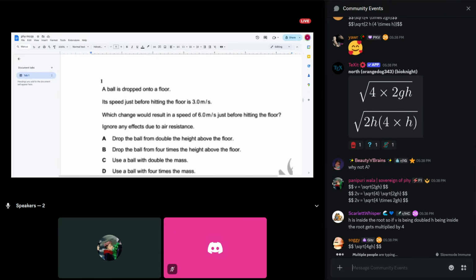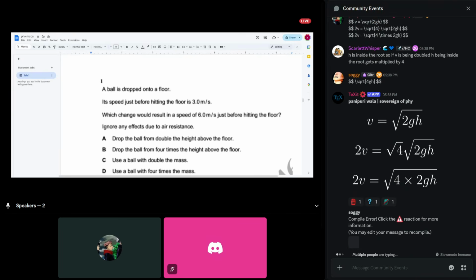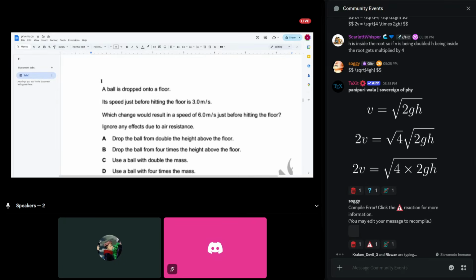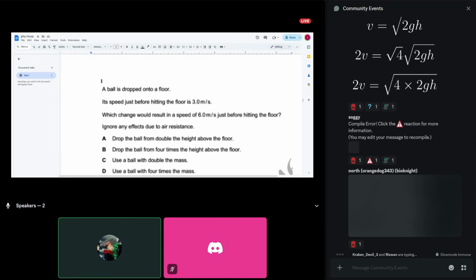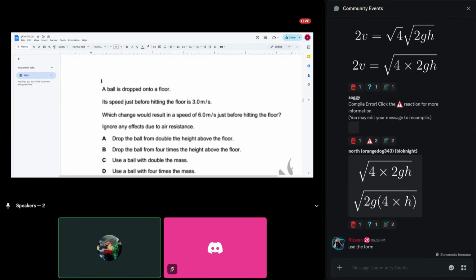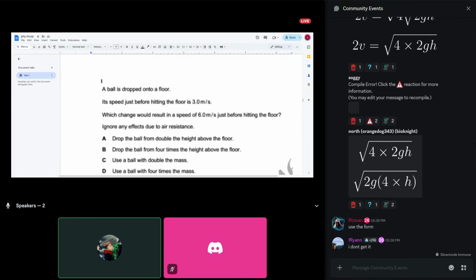Yep, that's pretty much it. Look. So that means I can also multiply. Just multiply the height by 4. So therefore, 4 times the height.